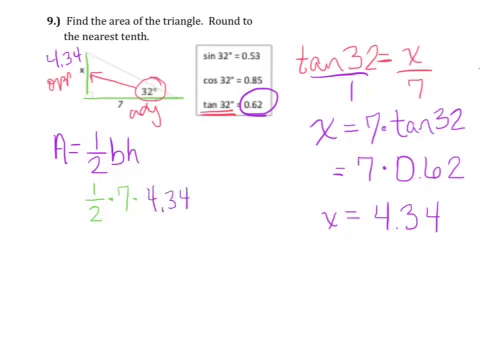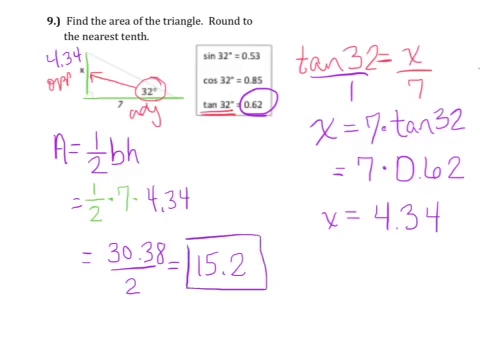So let's plug that in for height, 4.34. Okay, we need to work this out. If you want, you can reduce the 2 and the 7 and make the 7 3.5, but you don't have to. You can just divide your answer at the end. So we need to work out 7 times 4.34, which is 30.38. Divide that by 2, and we get 15.19, which we will round to 15.2. So that would be our area.